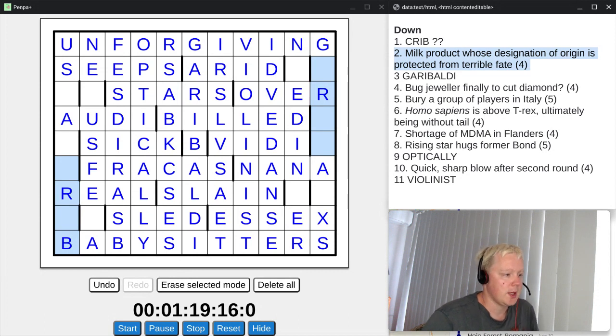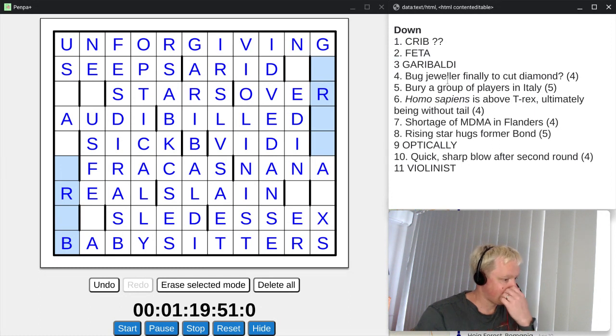Milk product whose designation of origin is protected from terrible fate. Now this is a longer clue than it needs to be, because the wordplay is two words. It's terrible fate. We spell the word fate terribly. We put the letters in the wrong order, and we get an answer meaning milk product whose designation of origin is protected, and that is feta, which is an anagram of fate.